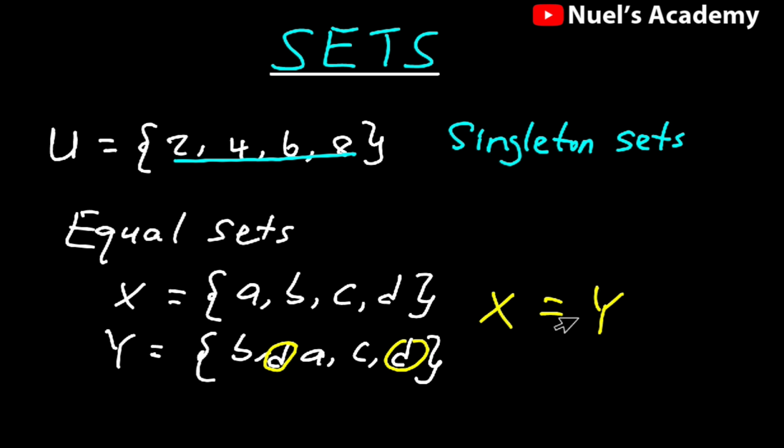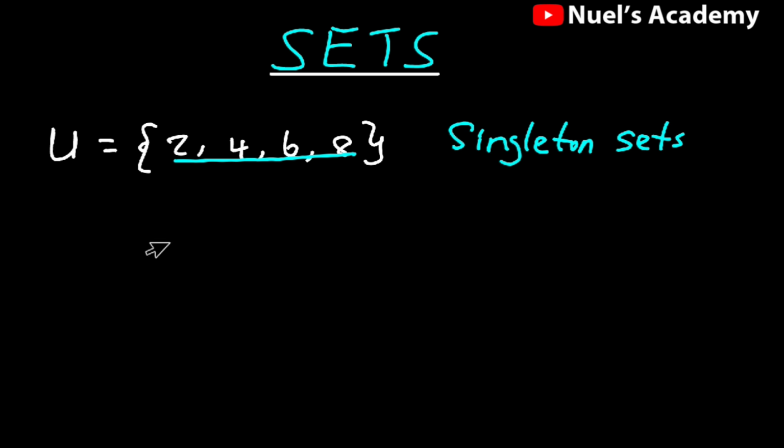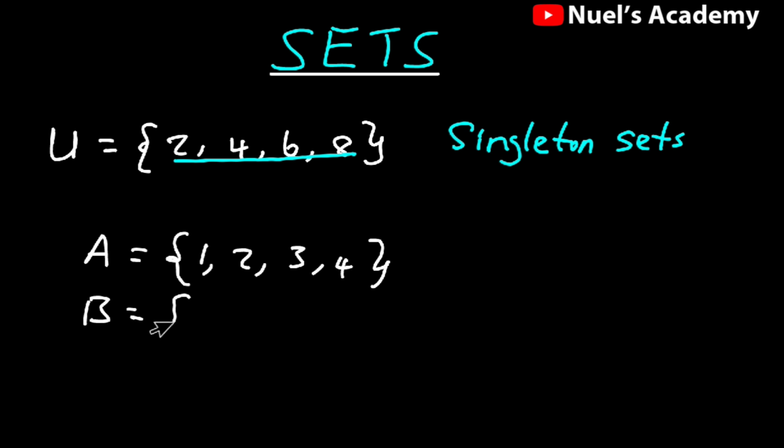Do you get? Now let's discuss equivalent sets. Now for equivalent sets, let's assume that A contains the following elements: 1, 2, 3, and 4, and then B is made up of the following elements: A, B, C, and D.